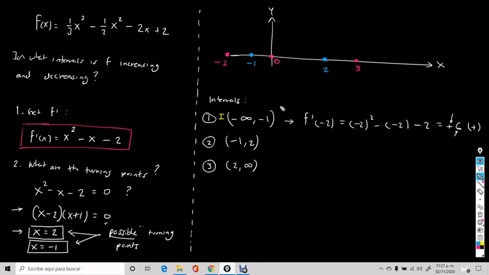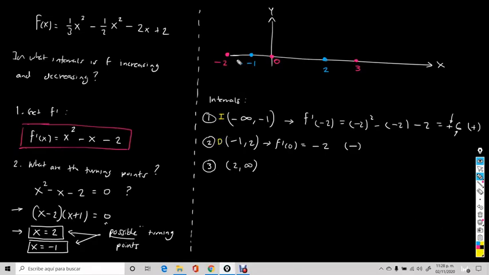Now let's do the same thing for this other interval, from minus 1 to 2. Let's evaluate at my chosen value of 0. Remember, these values are completely random. You can choose any number as long as it's inside the interval. So let's evaluate f prime at 0. We get 0 squared minus 0 minus 2, so basically we get minus 2. And remember, what matters is the sign. This is negative. Okay, so that lets me know that the behavior of my function over the interval from minus 1 to 2 is decreasing.